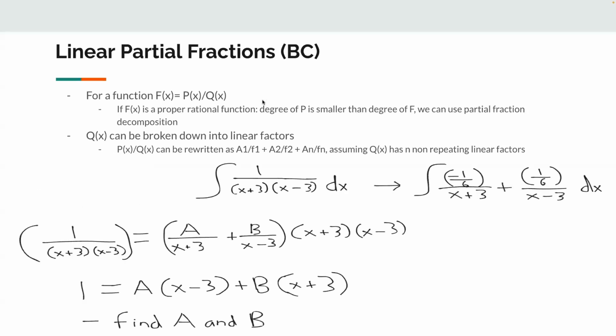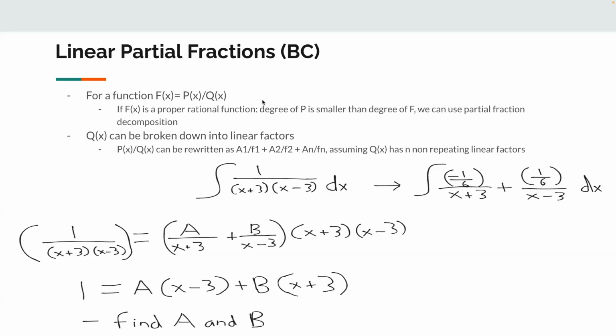All right, now I'm going to go into linear partial fractions. For a function f of x equal to p of x over q of x, if f of x is a proper rational function, so the degree of p is smaller than the degree of q, then we can use partial fraction decomposition. Essentially, how it works is that q of x can be broken down into linear factors. And then we rewrite p of x over q of x as a1 over f1 plus a2 over f2 plus dot dot dot an over fn.